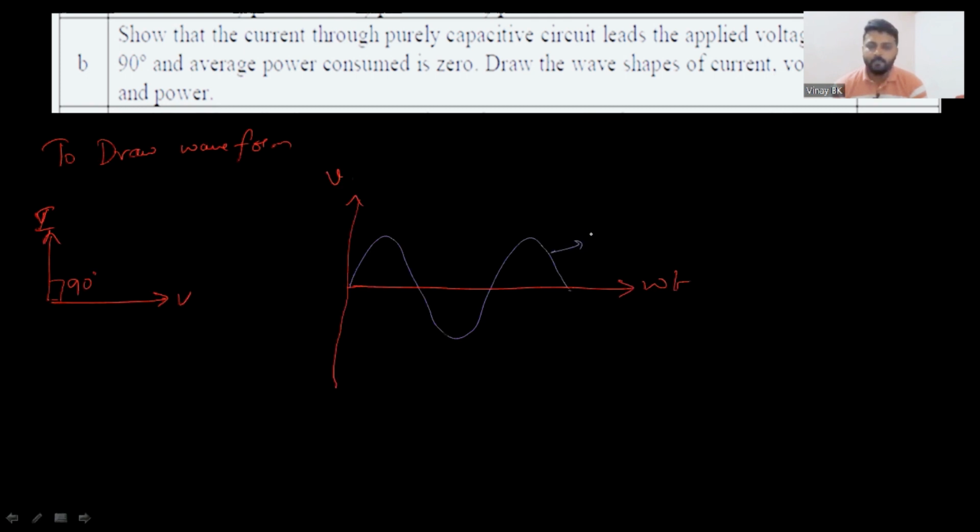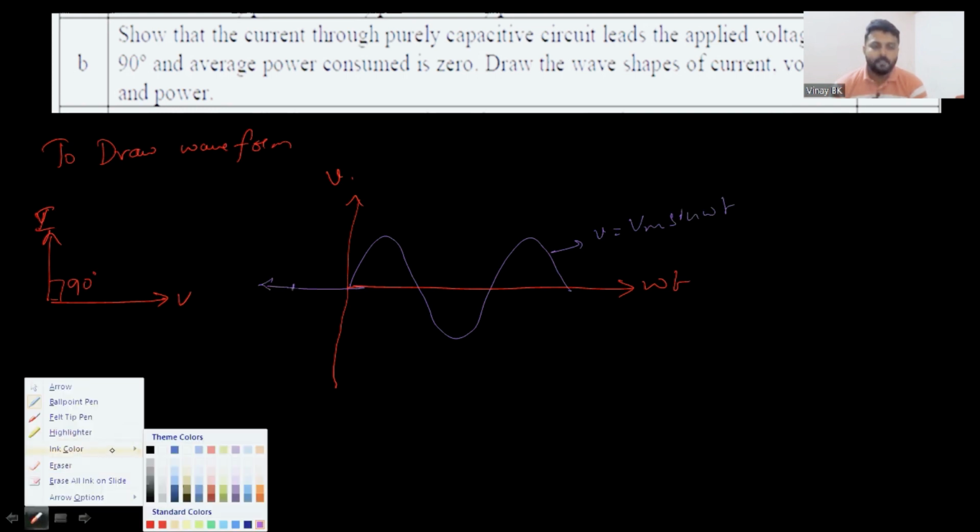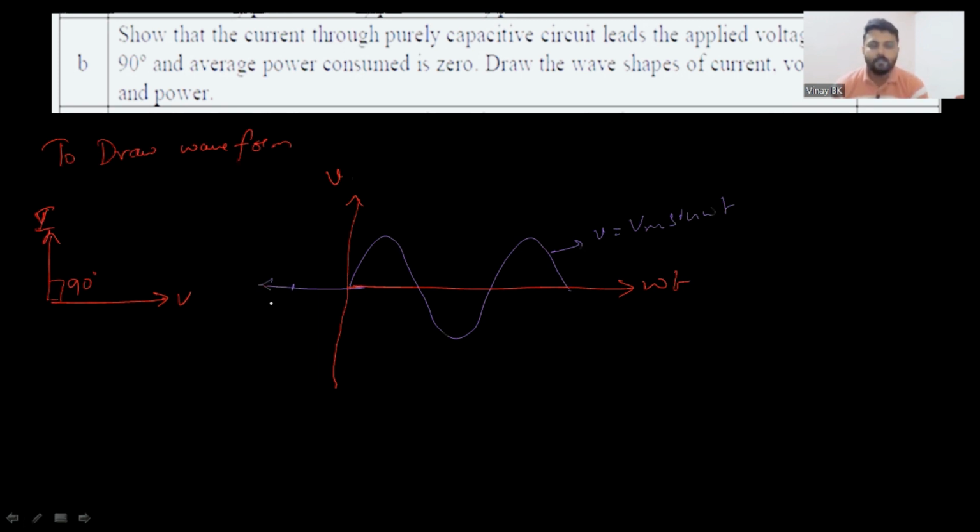This is V equals Vm sine omega t. So the current leads the voltage at an angle of 90 degrees, but the magnitude of the current will be less than the magnitude of the voltage. So here it is 0, pi by 2, pi, 3 pi by 2, 2 pi, 5 pi by 2, 3 pi.